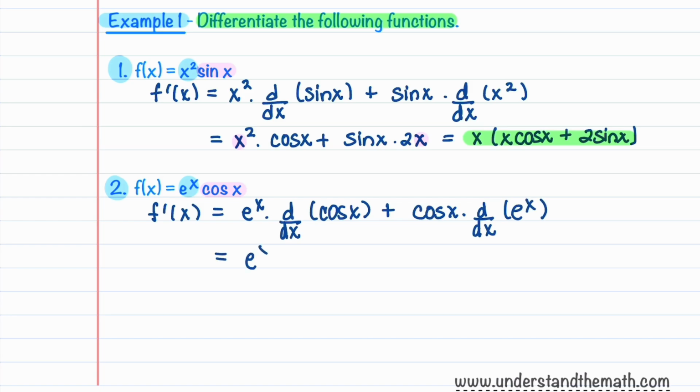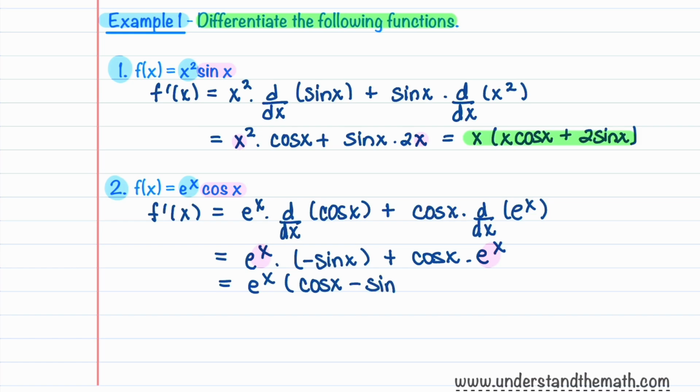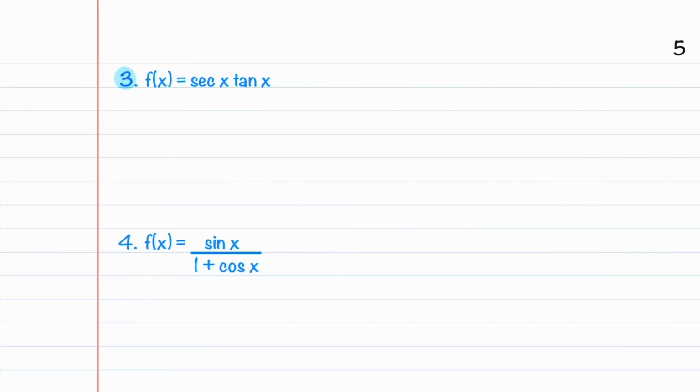We now have e to the x. The derivative of cosine x is minus sine x. And then we have cosine x times the derivative of e to the x, which is just e to the x. Notice that we have an e to the x term common to both terms, so we can pull that out in front. And we're left with e to the x times cosine x minus sine x. And that's our derivative. Let's now look at our third example.